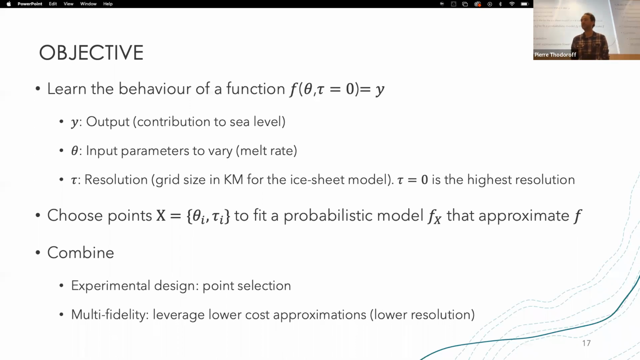And so the goal of the exercise is going to be trying to choose points x_i, tau_i to fit the probabilistic model f(x) to this function f. And we're going to combine two techniques. The first one is experimental design, which is basically saying, how do I choose my points to minimize some uncertainty over my model? Or basically, how do I choose my points to learn as much as I can about this function? And the other one is multifidelity, which is basically discussing how do I leverage lower cost approximation or lower resolution to try to infer my function in a cost-efficient way.